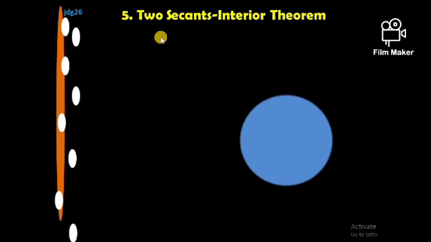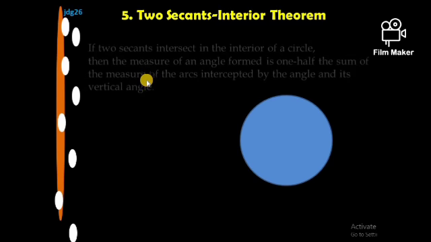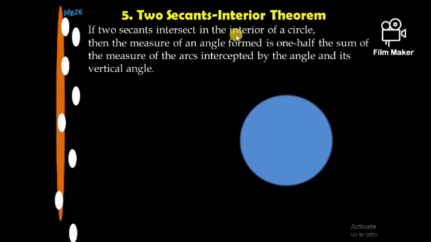And lastly, we have two secants interior theorem. So ito naman, dalawang secants na nag-intersect inside the circle. If two secants intersect in the interior of a circle, then the measure of an angle formed is 1/2 the sum of the measures of the arcs intercepted by the angle and its vertical angle. So let's have an illustration first.